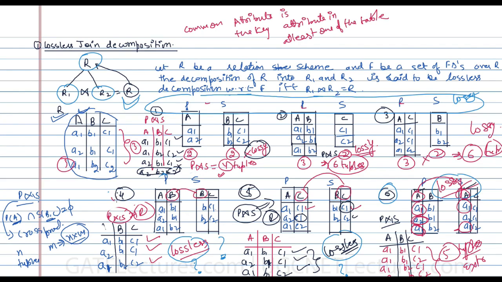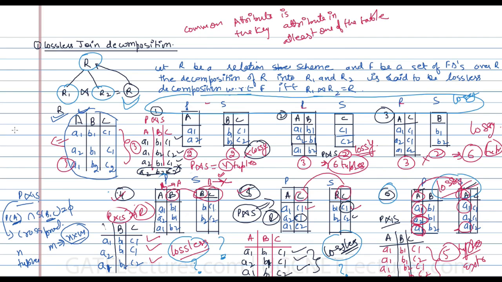So for example, here in 4 and 5 we have common attribute as B, but is it a key attribute in one of the tables? Key attribute means this B should be able to determine C, or this B should be able to determine A. So that means in at least one of the tables, the B should determine all the other attributes. Okay, now you can see what are the functional dependencies which are there for this original table.